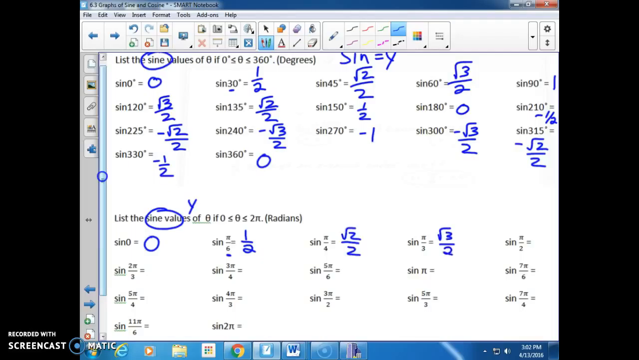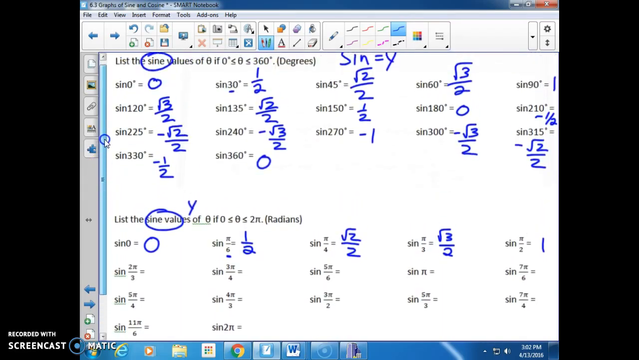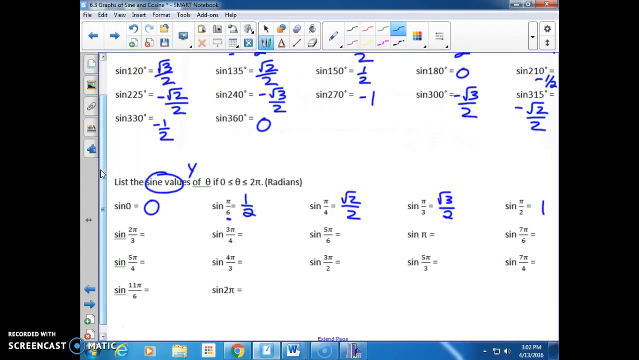So I'm just going to finish filling all of these in. Pi over 2 is 1. I know this seems tedious, but you will see how we use this today, class. So I'm just going along and filling in what is above. When your angles are over 180, they end up giving you negative for sine.